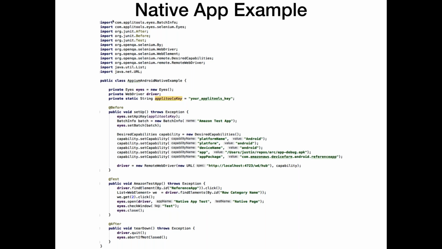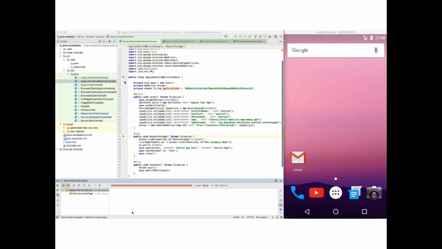So you can see here with this example, it's very similar to what we did for our mobile web application, except now we're just passing in an app name and giving it a value to the APK file. And we're just clicking a couple of links to get to the view we want to test, and then we go ahead and take our screenshot with our check window, and then eyes close closes the session and uploads the image. And we'll go ahead and run that example real quick.